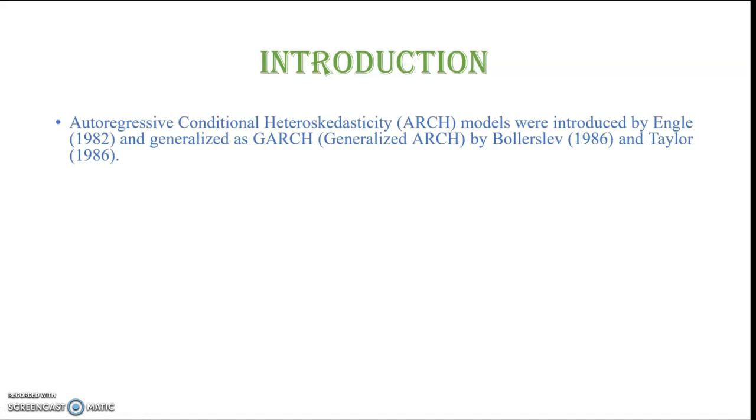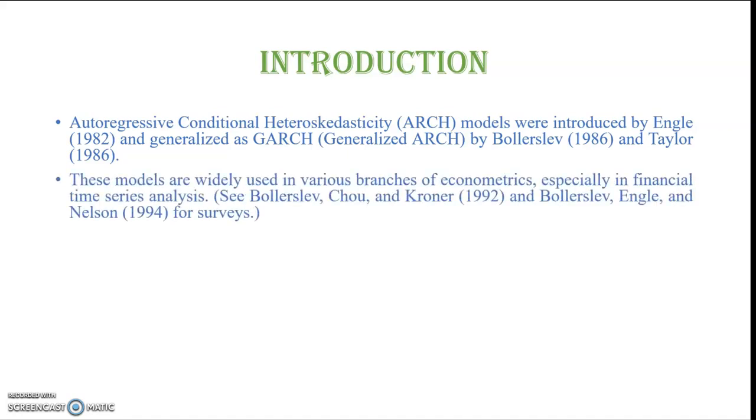ARCH stands for Autoregressive Conditional Heteroscedasticity, where GARCH stands for Generalized Autoregressive Conditional Heteroscedasticity. ARCH models were initially introduced by Engle in his famous paper in 1982, and the GARCH models were introduced by Bollerslev in 1986 and Taylor in 1986, in his famous book. So later on I will share with you the complete references of these three studies.